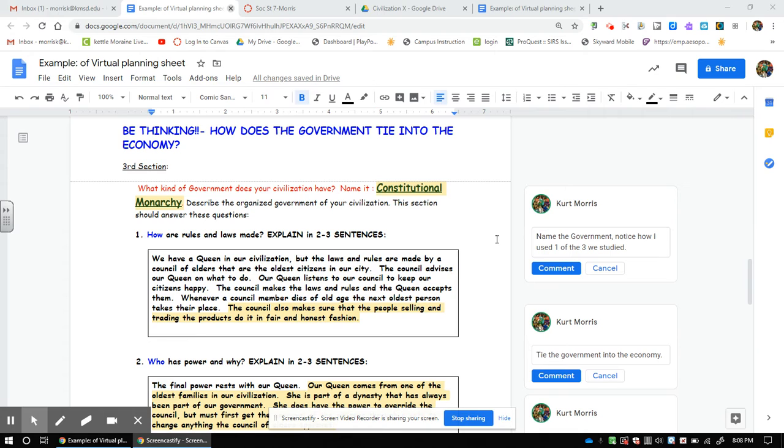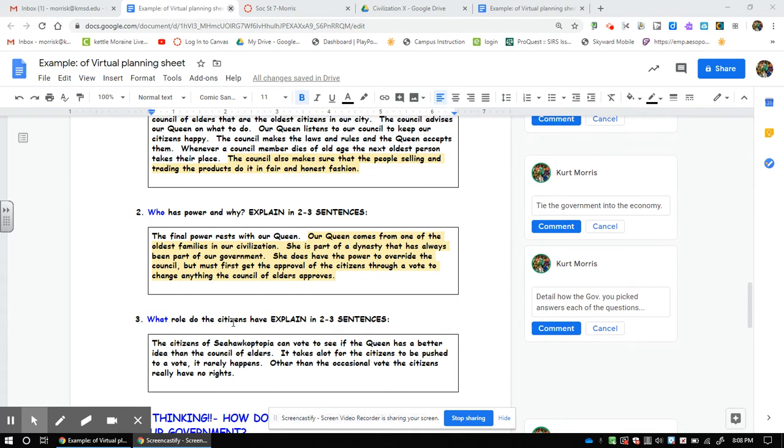And we also talked about an oligarchy. So if you want to do an oligarchy, that's just one you can pick. So in reality, you can pick from five different types. I picked constitutional monarchy for mine. Who has power and why?